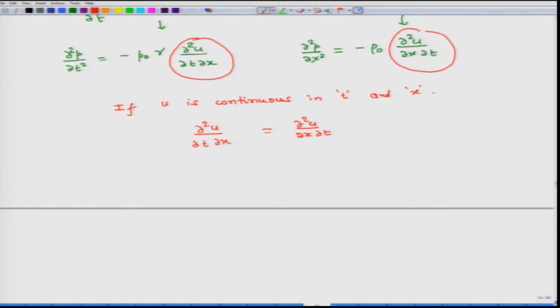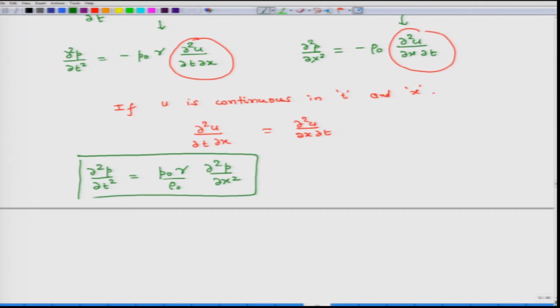Once this is eliminated, what I have is del 2 p over del t square equal to P naught gamma by rho naught times del 2 p over del x square. So, that is my 1D wave equation for pressure.